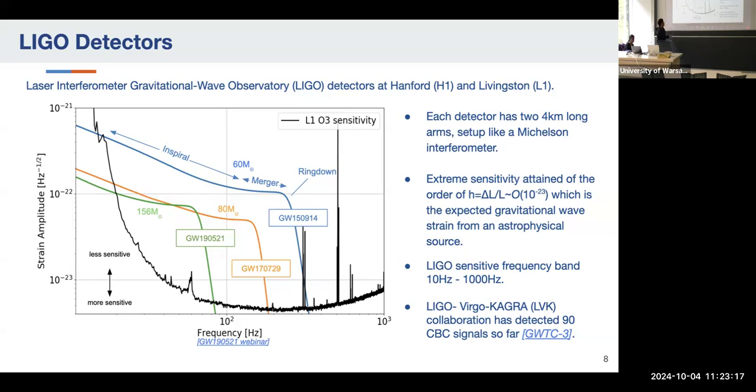And the last thing to note here is that if we increase the mass to say 150 solar masses, then the signal that is detected by the LIGO detector in the observable band is getting lower. So the sensitive frequency band for LIGO is somewhere around 10 to 1000 hertz. And so far, the LIGO-Virgo-KAGRA collaboration has detected 90 such binary black hole events.